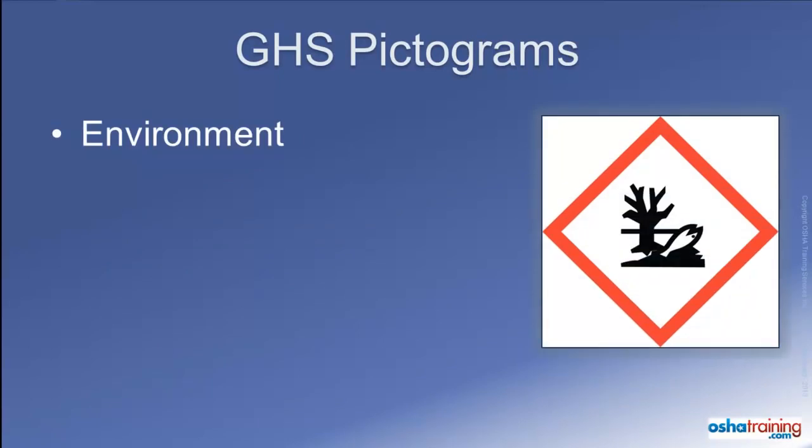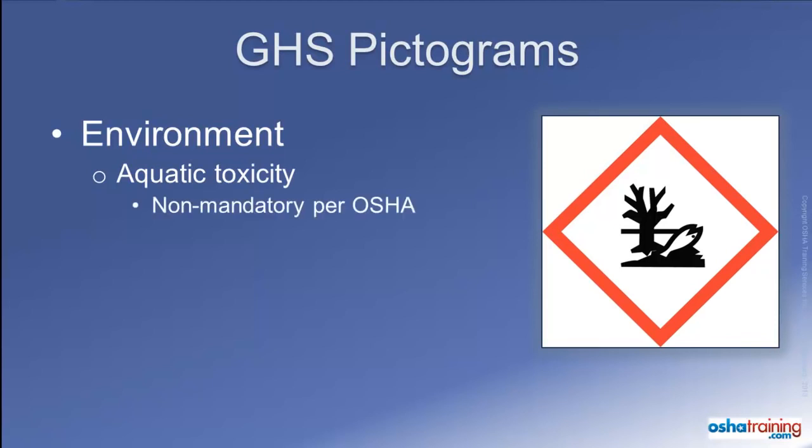And finally, this last pictogram appears on labels of chemicals and products that are considered toxic to plants and aquatic animals. However, while this pictogram may be required by other agencies to appear on container labels, OSHA does not enforce the use of this pictogram since it will not directly affect the health and safety of exposed workers.